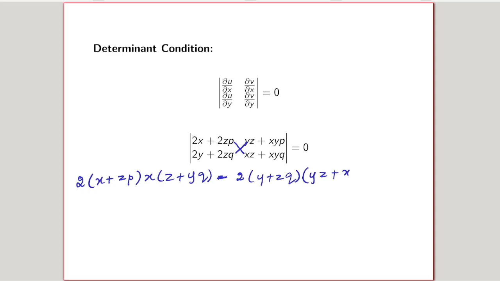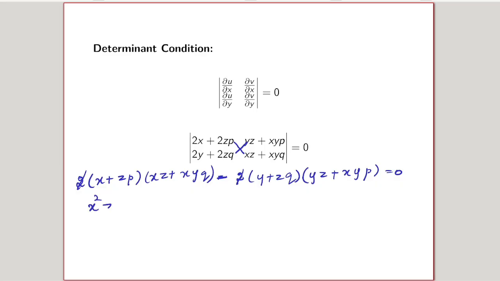This will be minus 2 into y plus zq, and it is, or you can keep it as it is, yz plus xy p is equal to 0. Anyhow, we are going to multiply everything. So let us keep the first term also as it is. So here it is nothing but xz plus xyq. So now 2 and 2 will get cancelled. We can multiply everything inside.